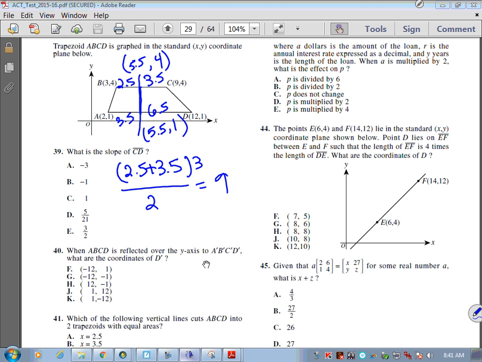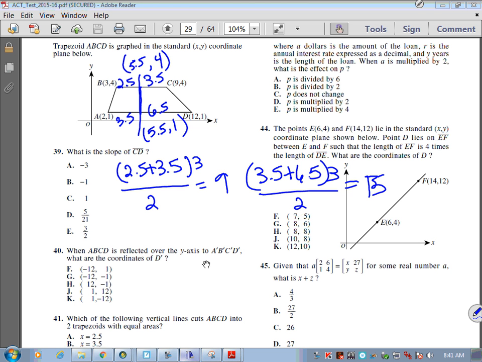And now we need to do the other one. So we've got 3.5 plus 6.5 times 3 divided by 2. Well, 6.5 plus 3.5 is 10. 10 times 3 is 30. 30 divided by 2 is 15. Those two areas are not the same. Therefore, it must be 6.5.